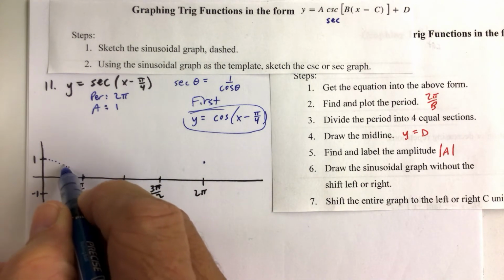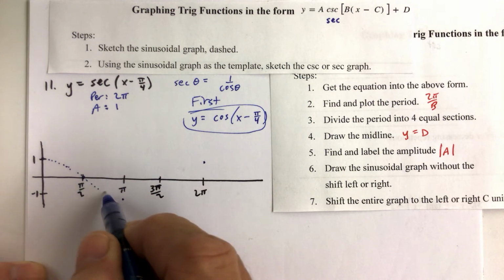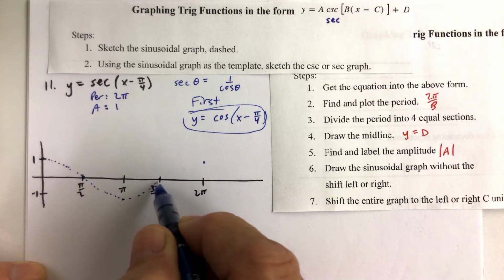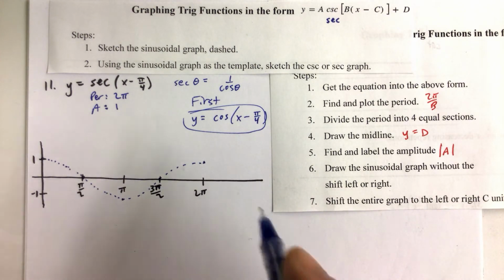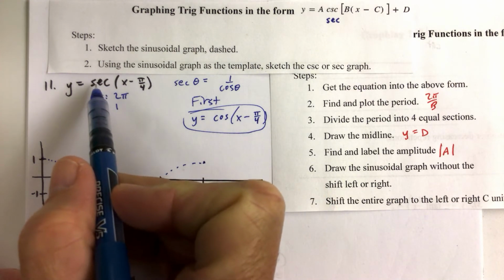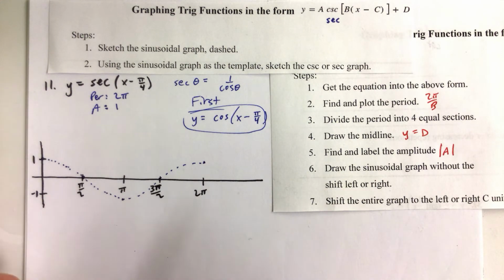So there's a few steps to this one. We're first going to draw the cosine graph without the shift. Then we're going to draw the cosine graph with the shift. Then we're ultimately going to draw the graph of the secant with the shift.